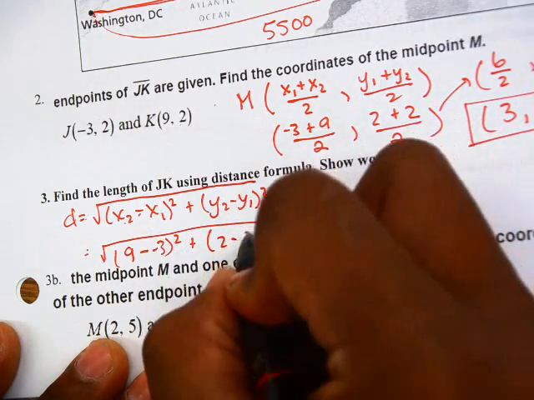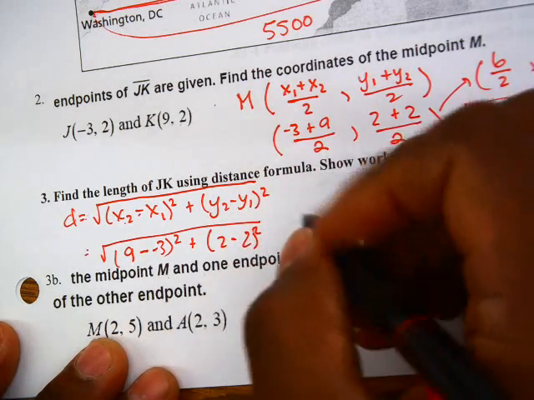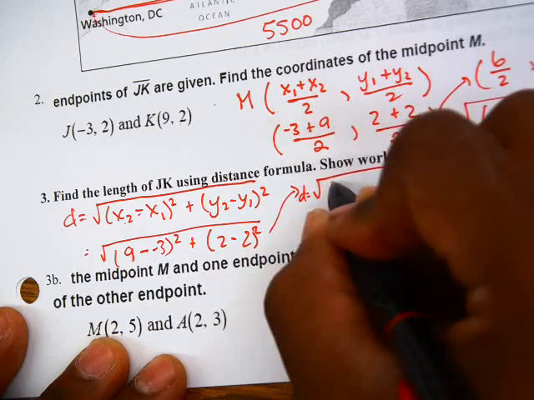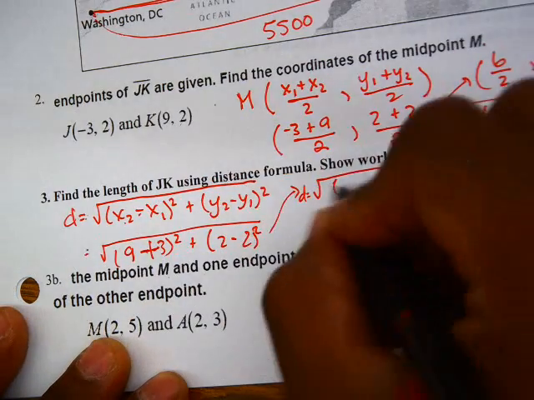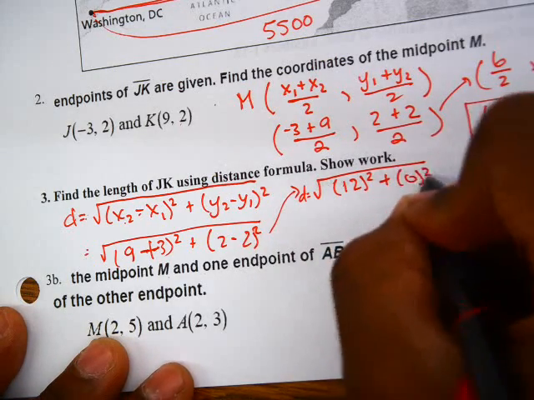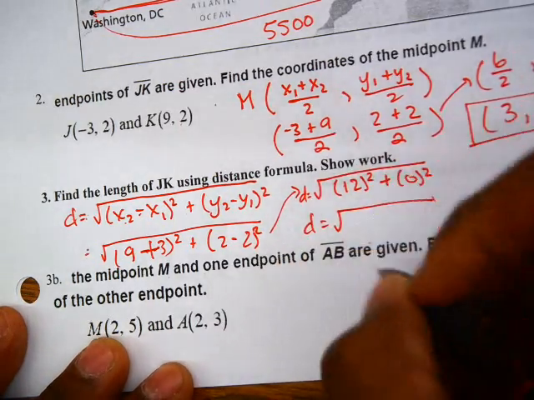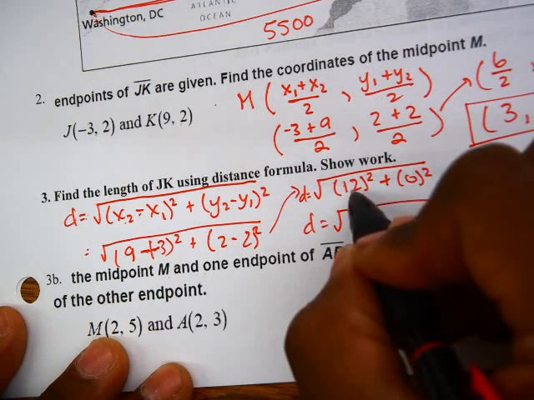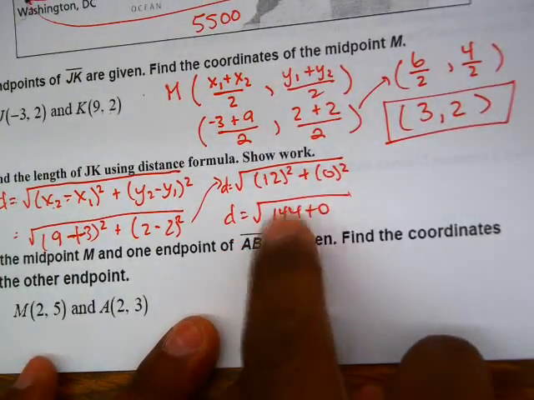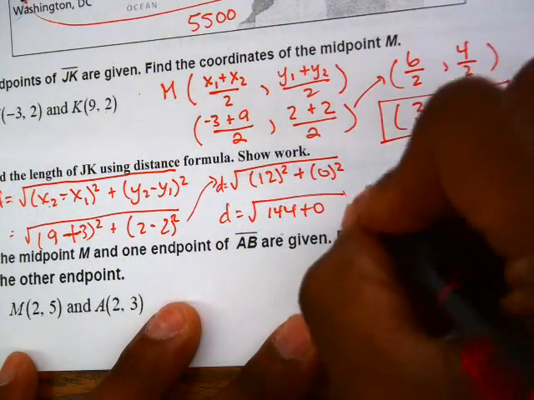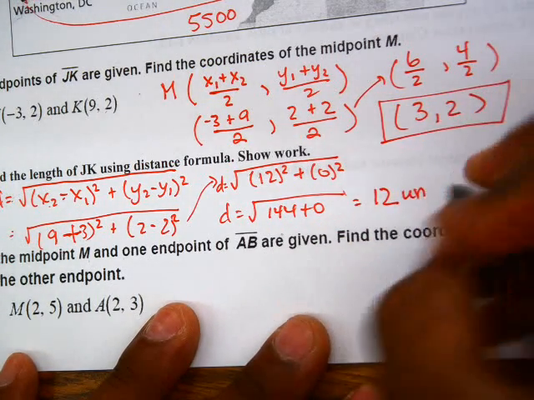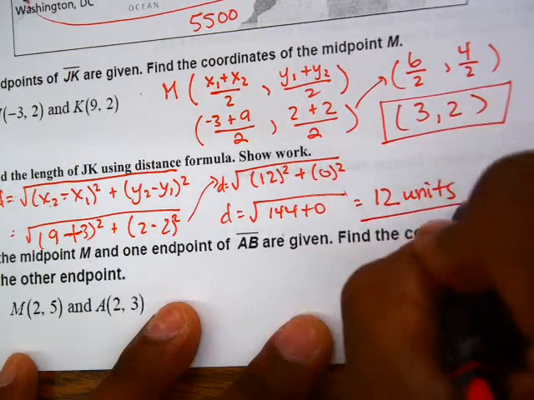y1 is 2 squared. So 9 minus -3 is 9 plus 3, so 12 squared. 2 minus 2 is 0 squared. 12 squared is 144, 0 squared is 0, so 144 plus 0 is 144, and the square root of 144 is 12. So the distance between those 2 points is 12 units.